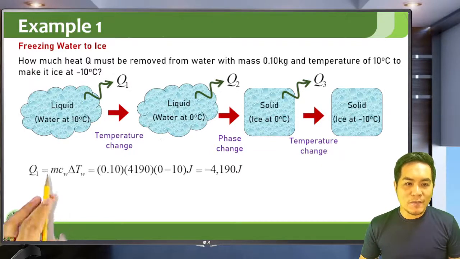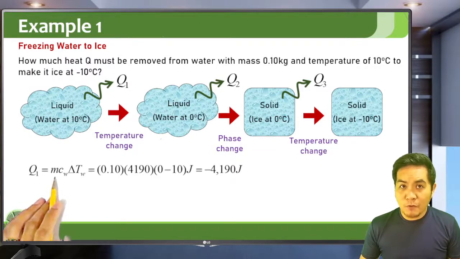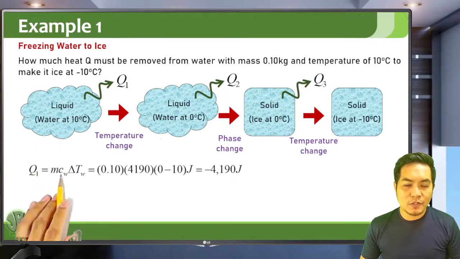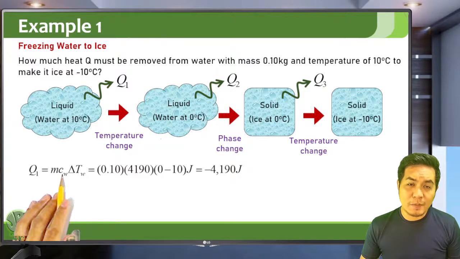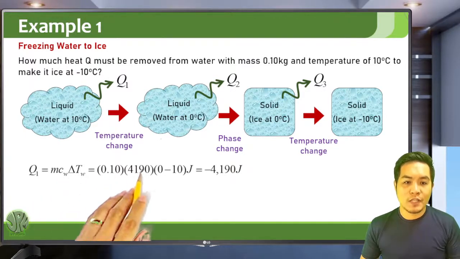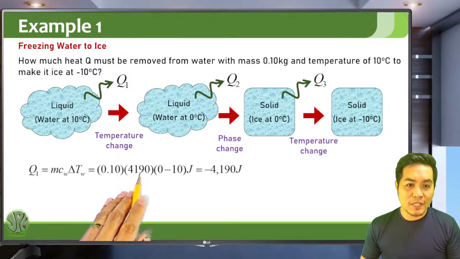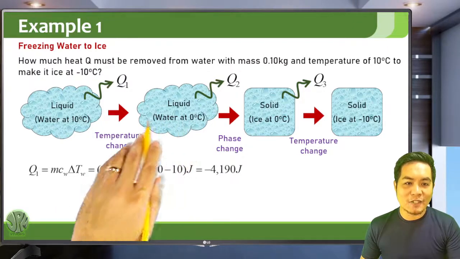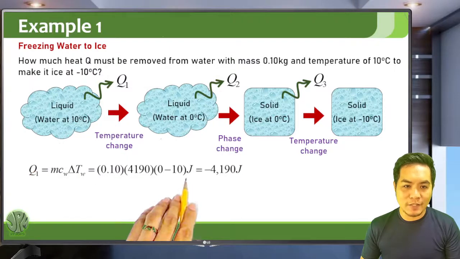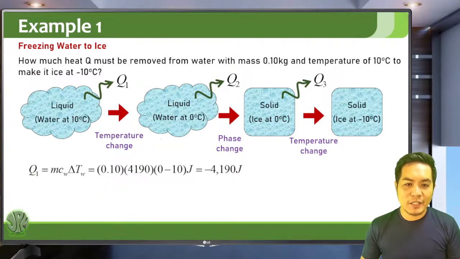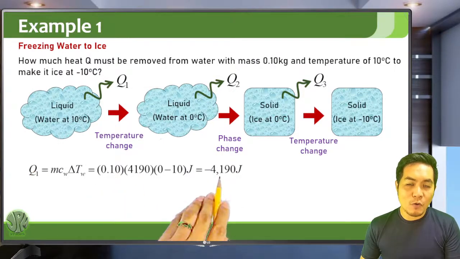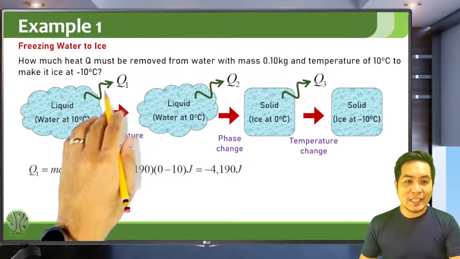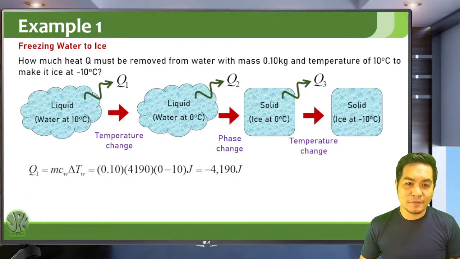For Q1, it's a temperature change. So the formula is mc delta T. This is water, so you need to use the specific heat of water, which is 4190 joules per kilogram Celsius degree. The change in temperature of the water: the final is 0, the initial is 10, so 0 minus 10. The mass is 0.10 kilograms. So you will get negative 4190 joules. Your answer should be negative because this is heat released by the body.